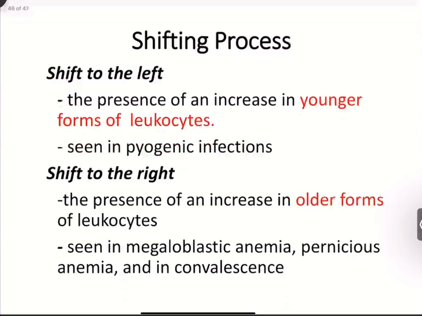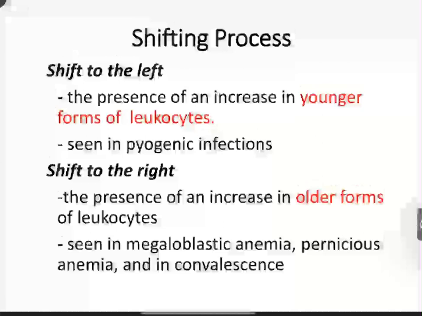So in assessing the counting of your WBC, you have shifts, the shifting process. What is this shifting process? When we say shift to the left, the WBCs that you are counting are more often seen in their younger forms. When you say younger forms, they are in blast forms. Why shift to the left?